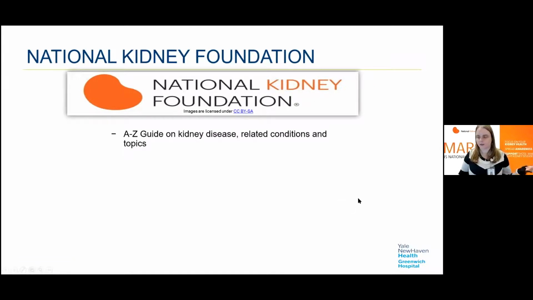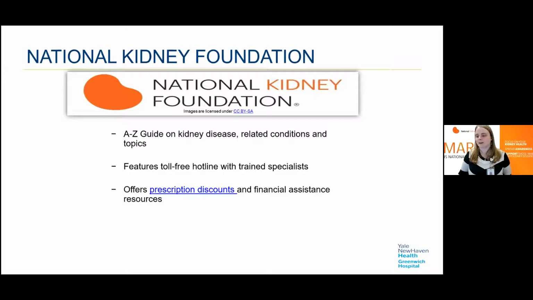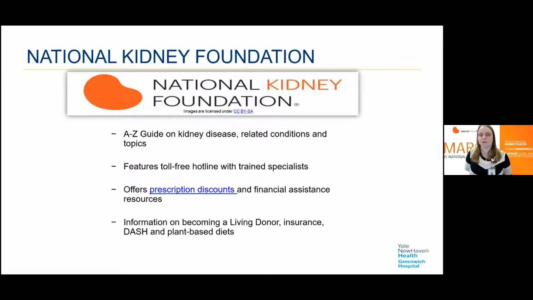Because, for instance, they have a whole A to Z guide on kidney disease, related conditions and topics. They feature a toll-free hotline with trained specialists that you can speak to. They offer prescription discounts and financial assistance resources. They have a lot of information on becoming a living donor, insurance information, the information about the DASH diet, which is more well known to be a diet for relieving hypertension, but as we know, hypertension leads to kidney disease, so I'm assuming that's why they're recommending it for that, as well as plant-based diets.